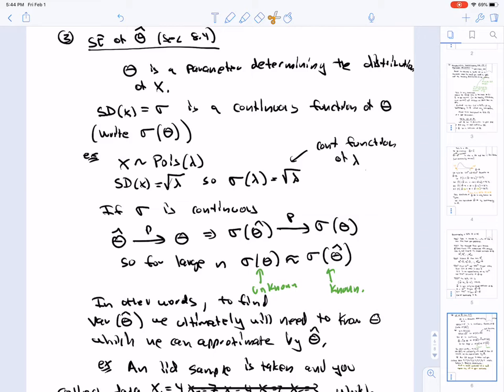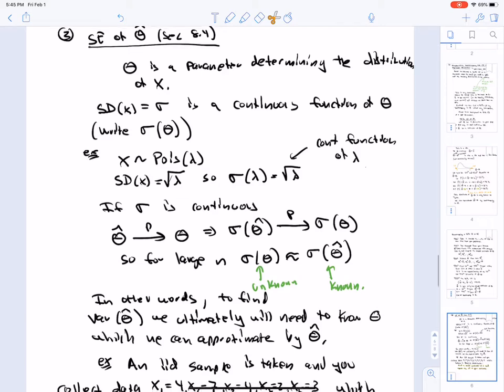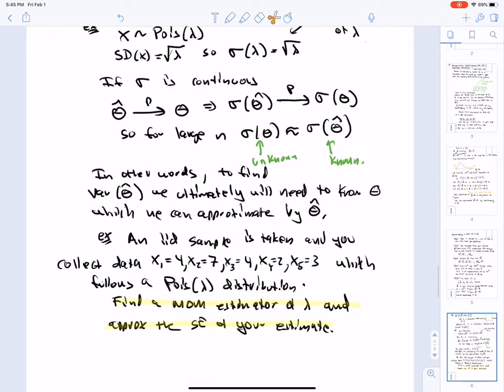So if sigma is a continuous function, then since our MOM estimator is consistent, theta hat converges in probability to theta, then sigma of theta hat converges in probability to sigma of theta. So sigma of theta, which is an unknown quantity, we can approximate by sigma of theta hat for when n is large. In other words, to find the variance of theta hat, we ultimately need to know theta, which we can approximate by theta hat.